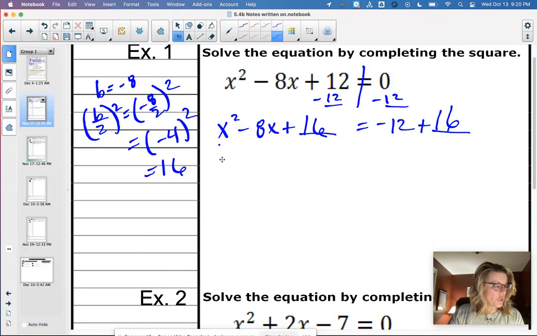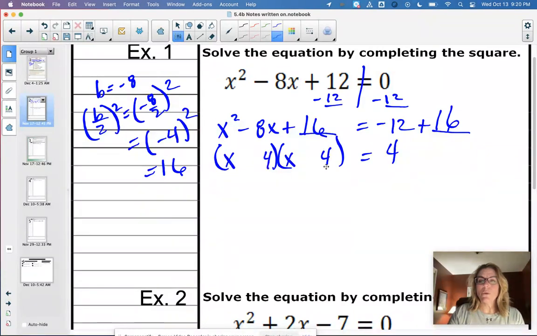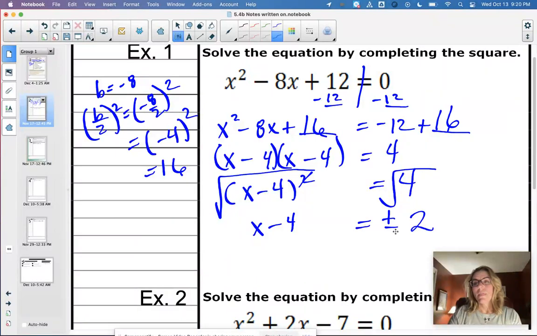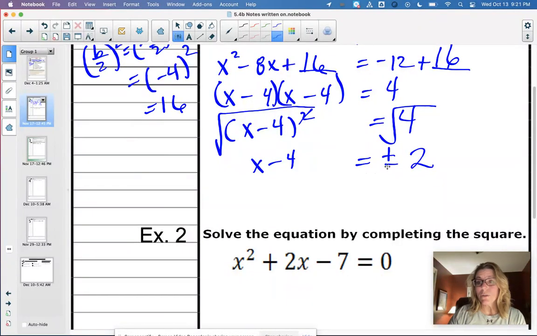Next, we're going to factor the variable expression as a perfect square. By factoring, we're going to create a binomial squared. That will be an always. So every time we factor this, it's going to create 2 binomials that are identical. Next, we're going to take the square root of both sides of the equation. When we take the square root of a squared, this cancels, the x minus 4 comes out, and we get a plus or minus on the other side. That always happens when we take the square root of a square.